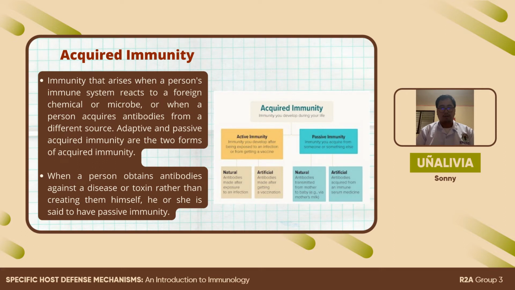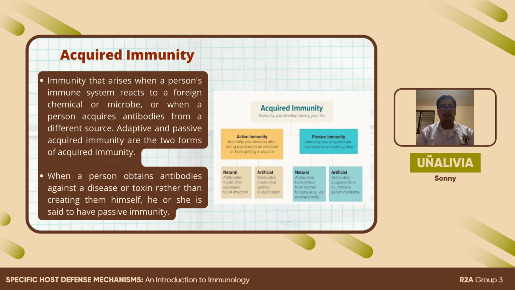And acquired immunity. Acquired immunity arises when a person's immune system reacts to a foreign chemical or microbe, or when a person acquires antibodies from a different source. Adaptive and passive acquired immunity are the two forms of acquired immunity. Let's say when a person is infected with or vaccinated against a microbe, they develop adaptive immunity.